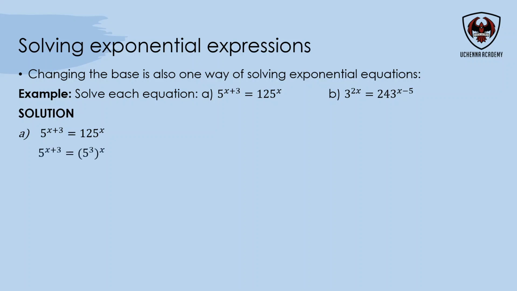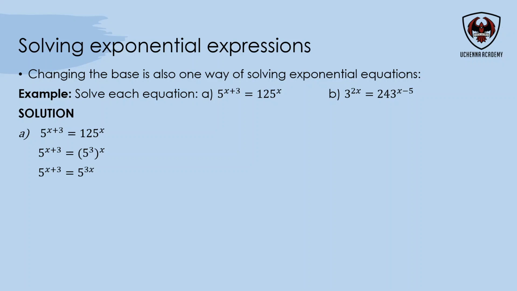So 5 is already a base on the left side. 125 on the right side can actually be written as 5 to the exponent 3. So this is a really good way to do it, because then I can have the exact same bases on the left and the right side. Now on the right side I've got an exponent on top of an exponent, which means those will multiply. So I'll just rewrite it as 3x on the right side for my exponent.